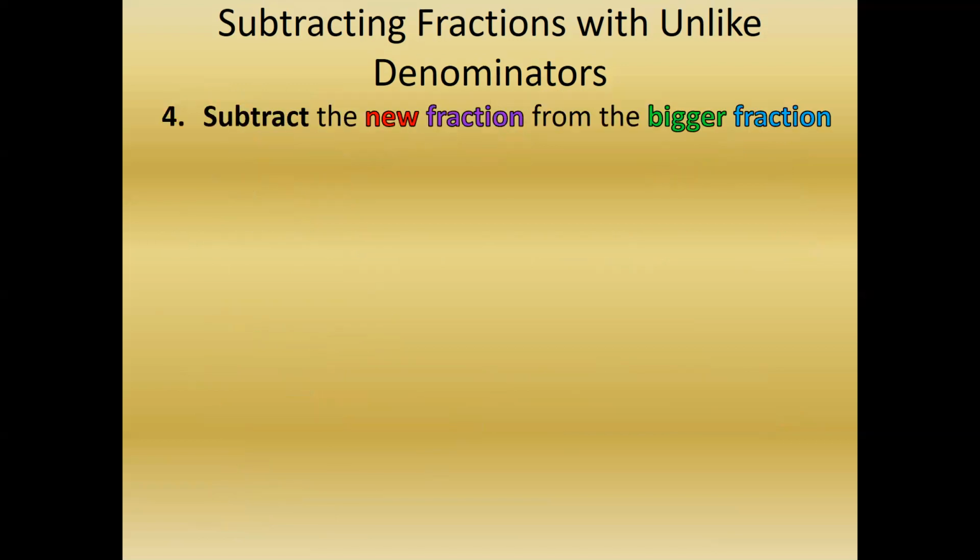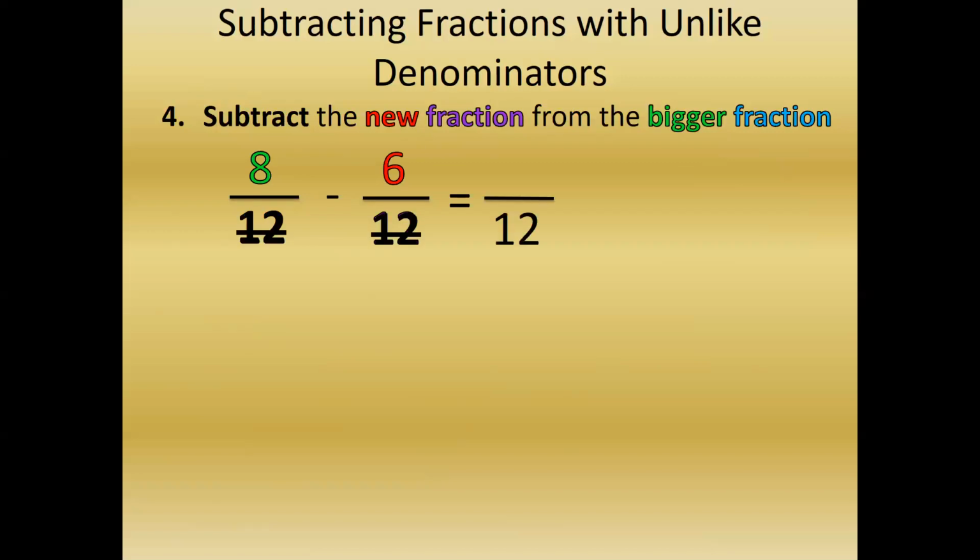So then step number 4, we have to subtract the new fraction, which was 6 over 12, from the bigger fraction, which was 8 over 12. So 8 over 12 minus 6 over 12 is... Our denominators, look at them. Are they the same? Yeah, so we can cross them out and put the 12 in the answer for the denominator. Then we subtract just like we would with normal subtraction. 8 minus 6 is 2.